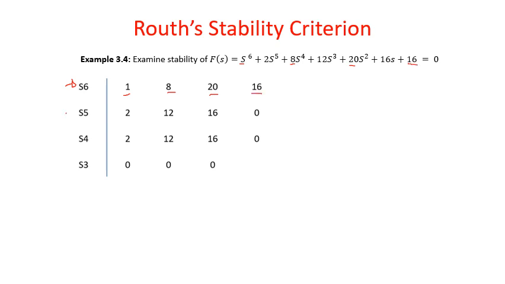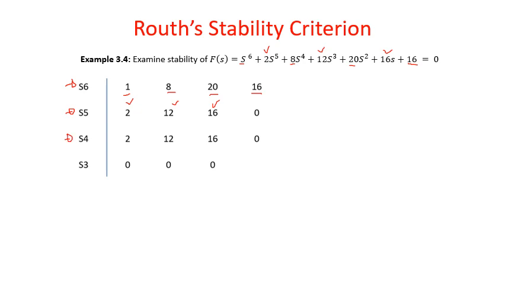Then for s to the power n minus 1, that is s5, we are going to fill the coefficients of s to the power 5, that is 2, then 12, then 16. Next we don't have a term, so it is 0. Next, using the s5 row and s6 row, we are going to fill the s4 row.